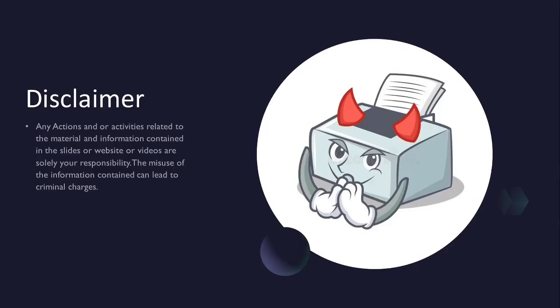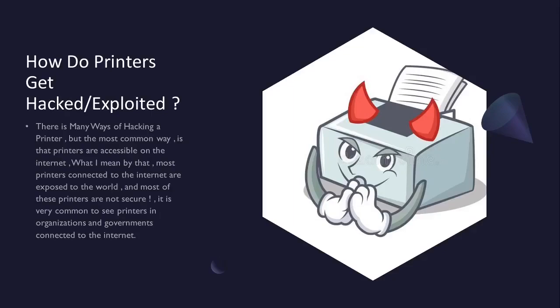All right. So how do printers actually get exploited or hacked? There are many ways of hacking a printer. But the most common way is that printers are accessible on the internet, which means that the printers are actually connected to the internet. That also means that all the printers that are connected to the internet are publicly available, if you actually think about it. So that's not the most secure way of configuring a printer to connect to the internet.